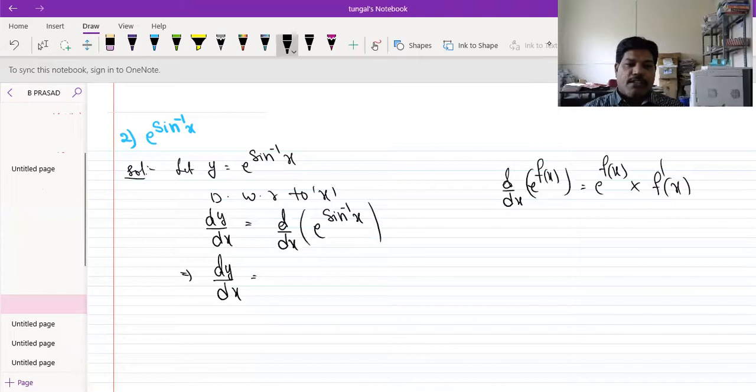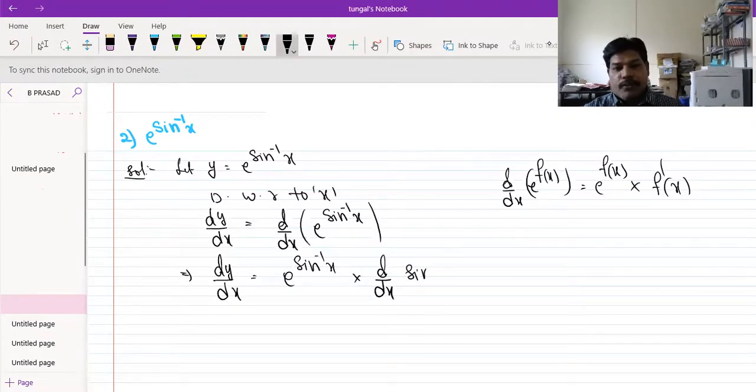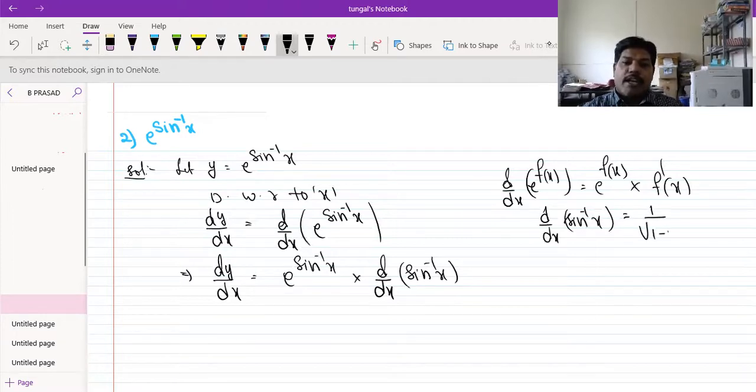So what happens here? This is e power sin inverse x into the derivative of sin inverse x. Already you know the formula. What is the derivative of sin inverse x? Tell me, students. That is nothing but 1 by root of 1 minus x square. So use this formula here.